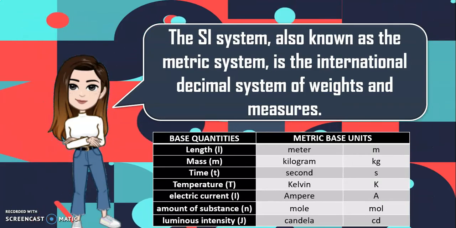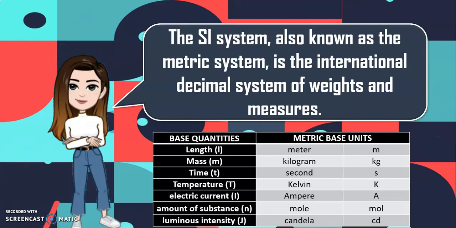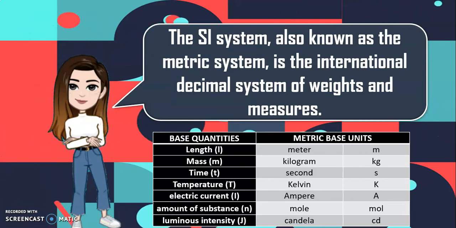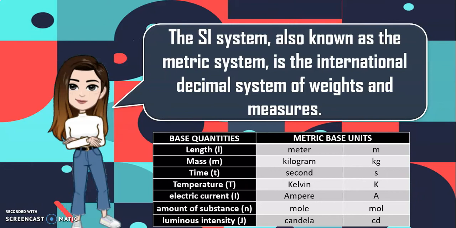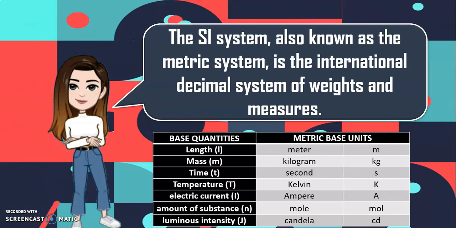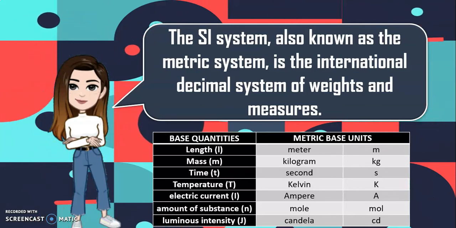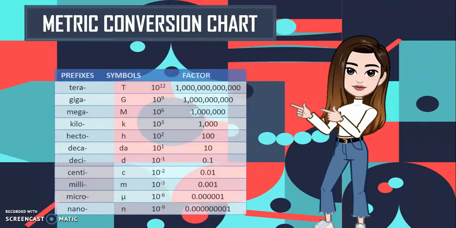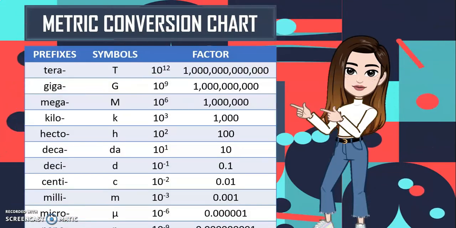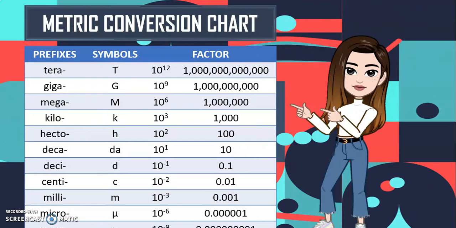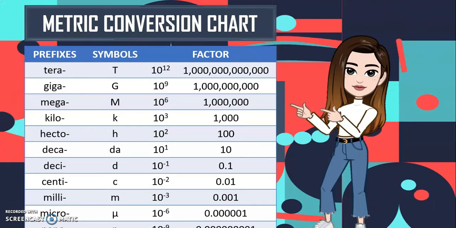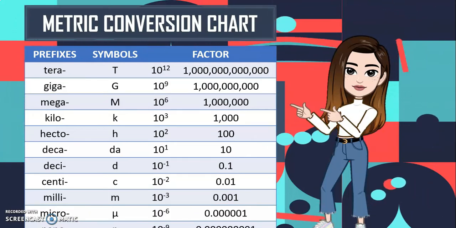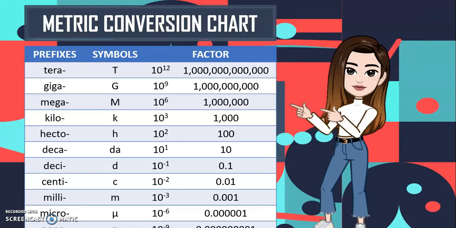And since different units are used in different measurements, it is important to know the basics of converting one metric unit to another. To do this, you must be familiar with the metric conversion chart, which is composed of the prefixes, their symbols, and the equivalent of 1 unit of each to the base unit.